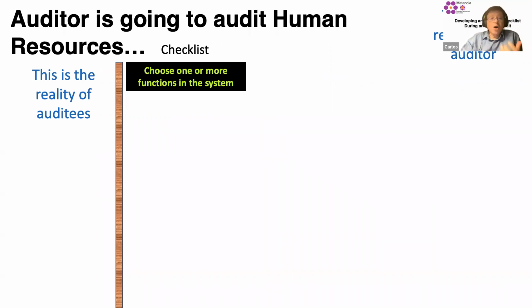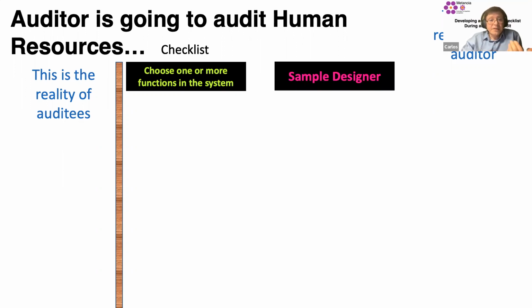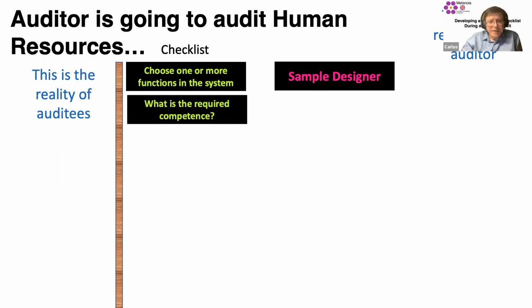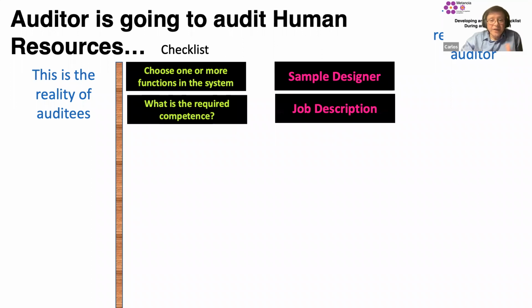Choose one or more functions in the system. So now, interviewing the human resources, I say, previously I audited the process 3 model sample. So if you don't mind, I would like to audit the sample designer function. What is the required competence for a sample designer? Oh, you have that on your job descriptions? Great. Can I see the sample designer job description? Okay. So this is the theoretical part.